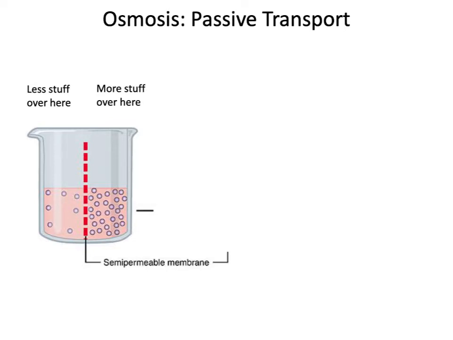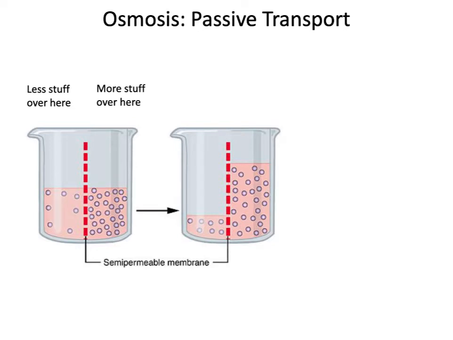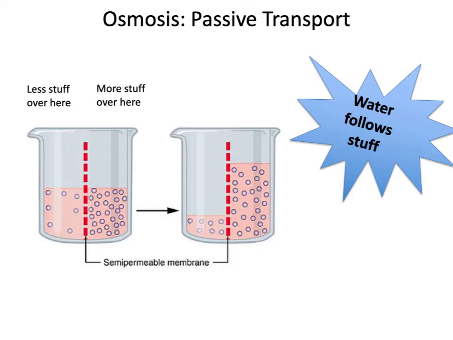Let's imagine this drawing of a beaker represents a cell. You have the same amount of water on both sides of a semi-permeable membrane. However, the amount of solute, or stuff, is much greater on the right. Since the stuff cannot move across the membrane, the water will move in attempts to maintain the concentration of solute. Which way will the water move? You will see that the water will move to the right to dilute the stuff over there. When approaching this type of problem, you can remember that water always follows the stuff.